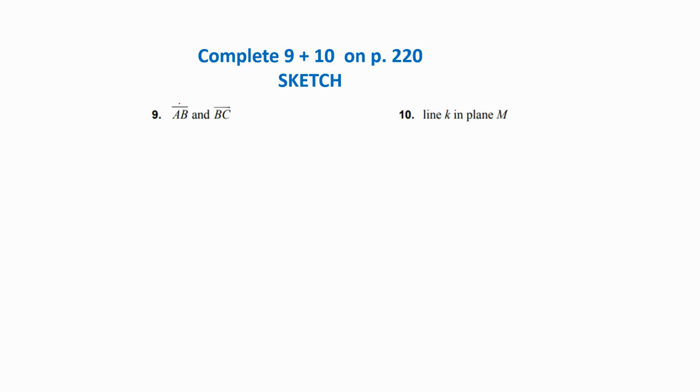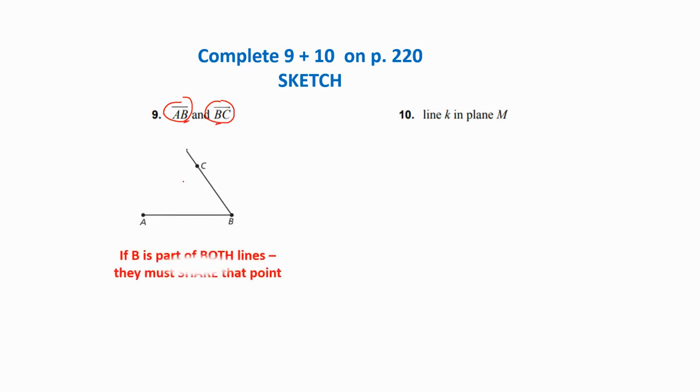Number 9, notice they want us to sketch a line segment AB and a ray BC. Well, they have to share point B. So here's one way to do it. You could have made that ray continue on straight. It could have gone down. Either way, as long as C is down here or on this next chunk, you'd be fine.